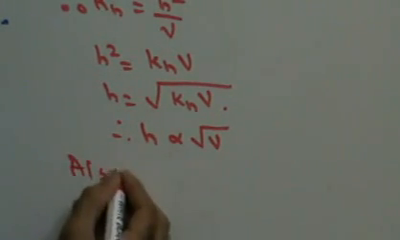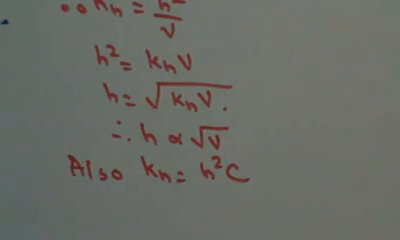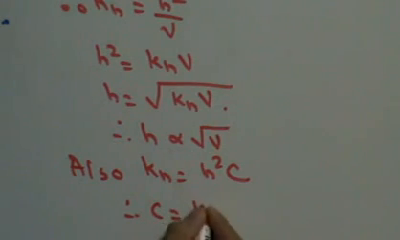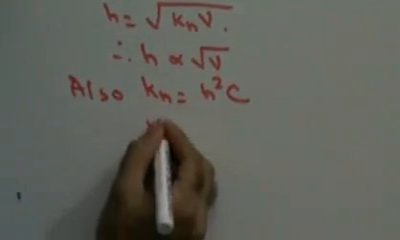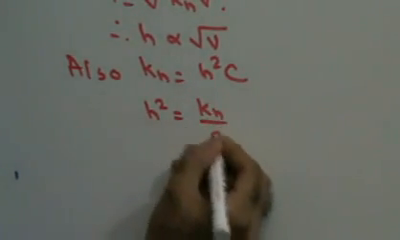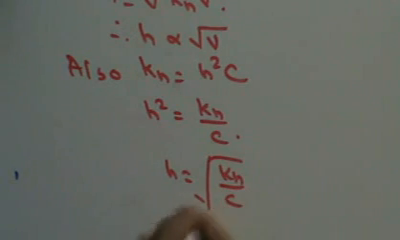Also I can say that KH is equal to H square C, 1 minus H I am taking as 1. Now I can say that H square is equal to KH upon C. H is equal to square root of KH upon C. H is inversely proportional to square root of C. Right?